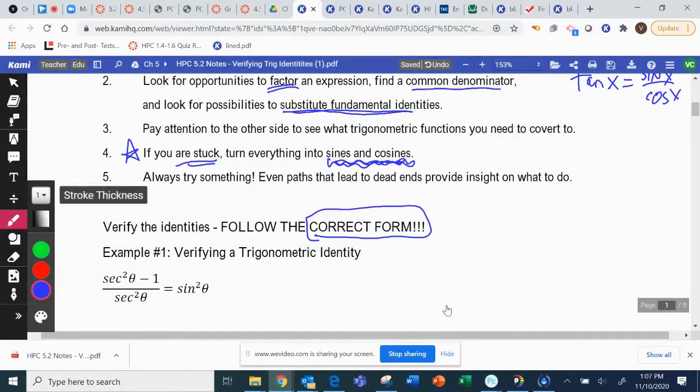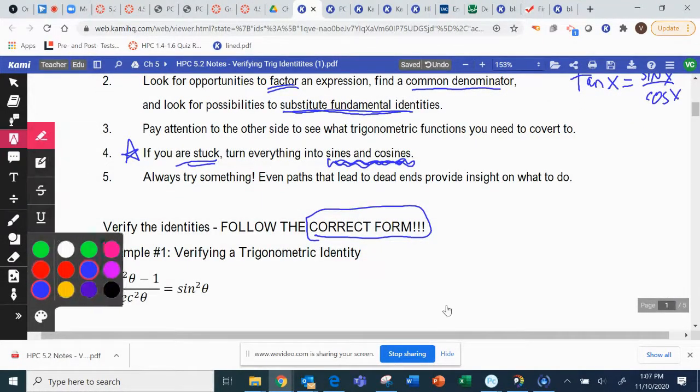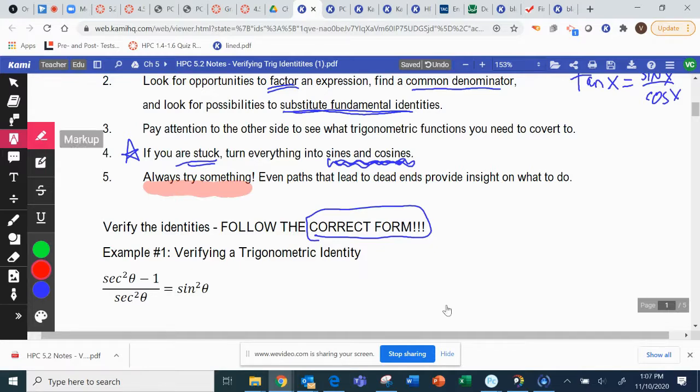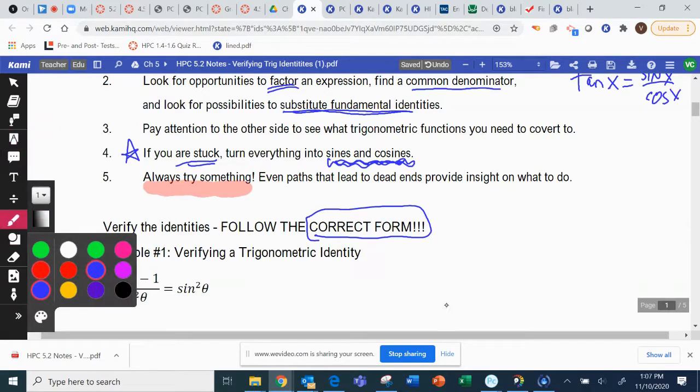Now, number 5 is super, super, super important. Number 5 is always try something. Even if you try something and it doesn't get you all the way to the answer, you're picking up ideas and you're learning things along the way that are going to help you somewhere else. If you come to me with a blank page and say, I don't know what to do, then I'm going to say, I'm not going to help you. Okay? Because you have to try something first. There's always something you can try.